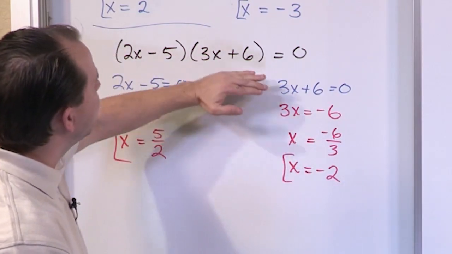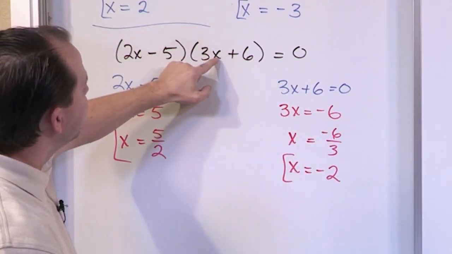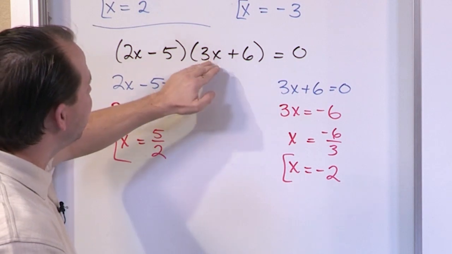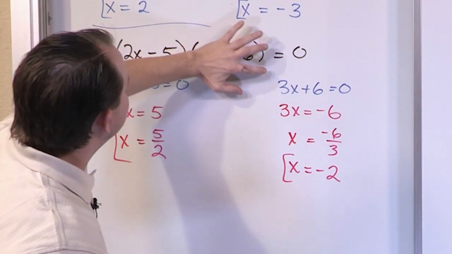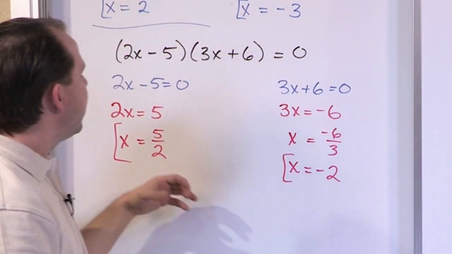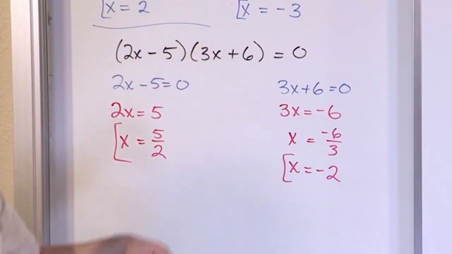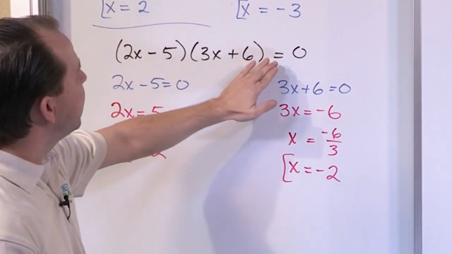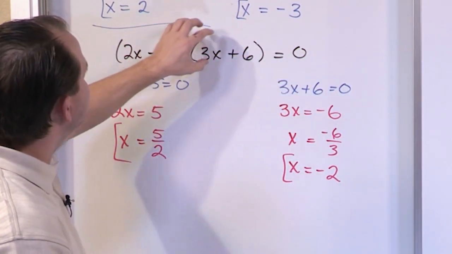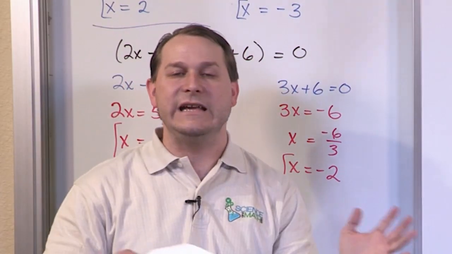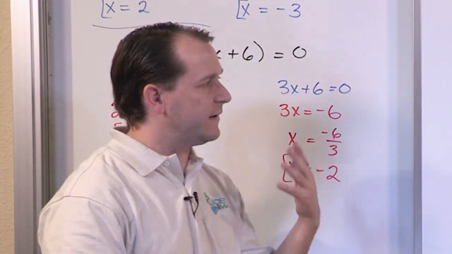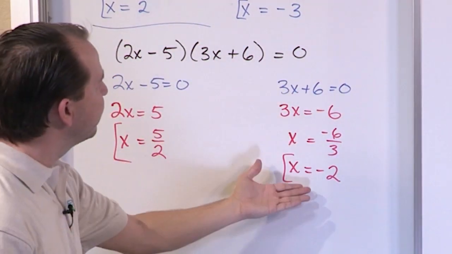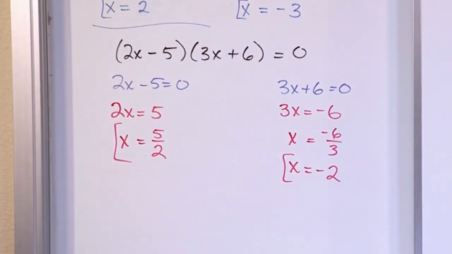If I take this and plug it in, what I'm going to get is 3 times negative 2 is negative 6, plus 6. This goes to 0. It drives the whole thing to 0, and it works. If I take the other value and plug it in, it's going to drive the whole thing to 0, and it's also going to work. So remember, anytime you have an equation set equal to 0 and you have two things multiplied together, you can set either one equal to 0. And I've given you the reason why. So you're going to have two solutions for some equations.